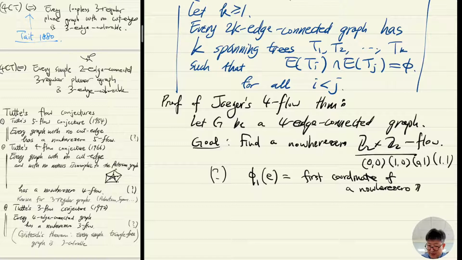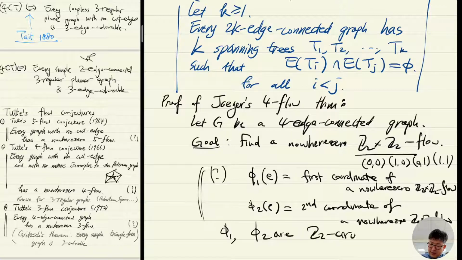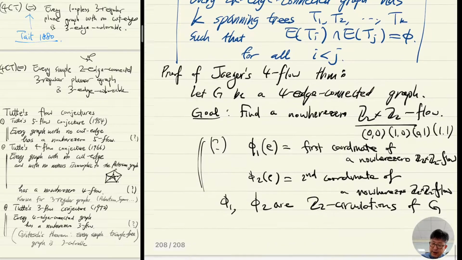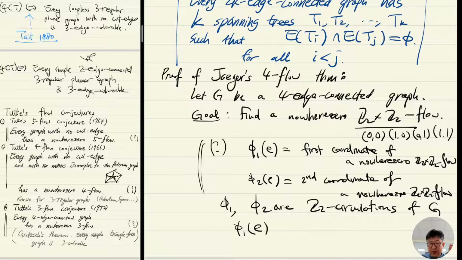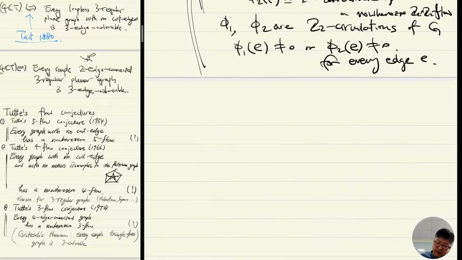Phi 2 is the second coordinate of a fixed nowhere-zero flow. What I mean is, if I have a nowhere-zero Z2 times Z2 flow, then if I look at the first coordinate of this flow and the second coordinate of that flow, then both of them are Z2 circulations of G. And the property we want is that phi 1(e) is nonzero or phi 2(e) is nonzero for every edge. That is what we mean by a nowhere-zero flow, right? So this is what we want.